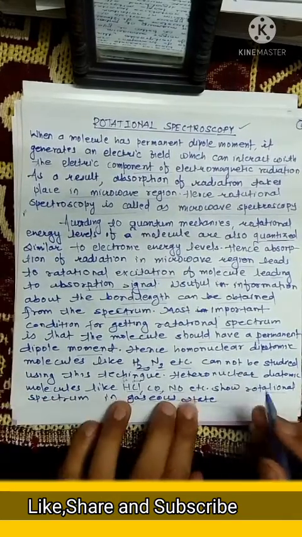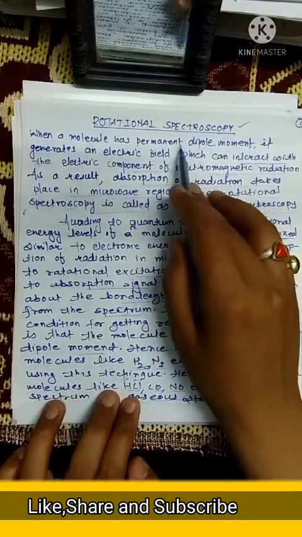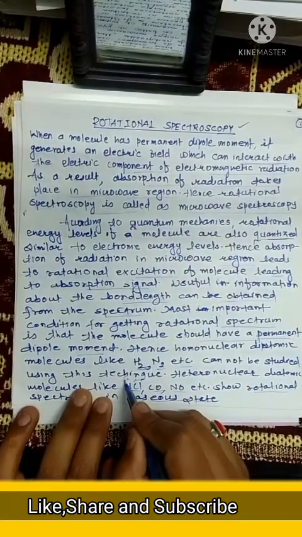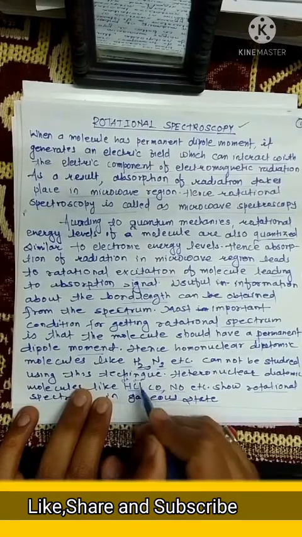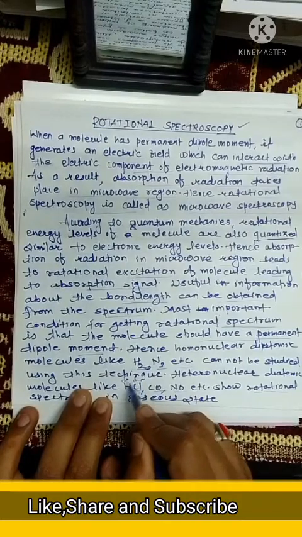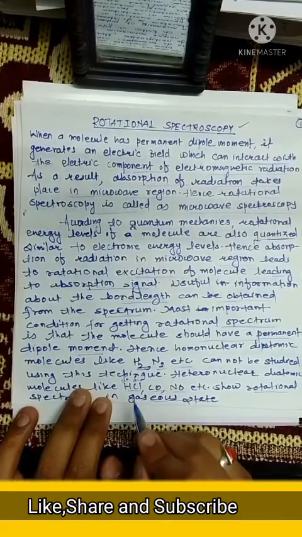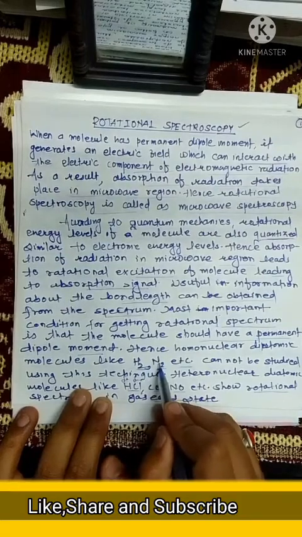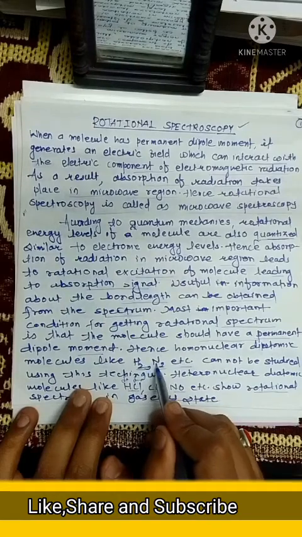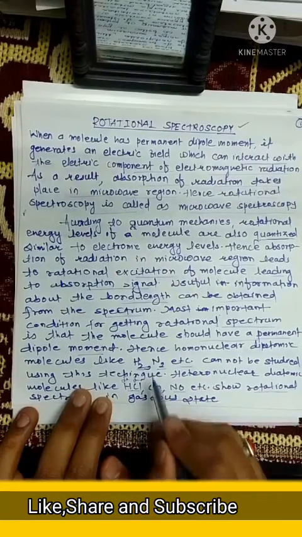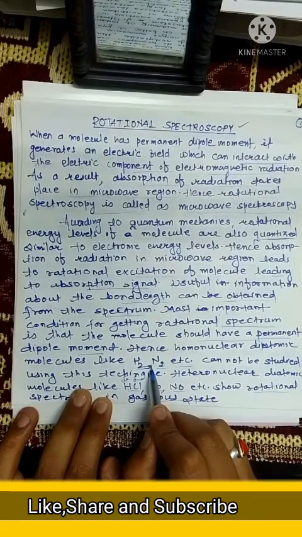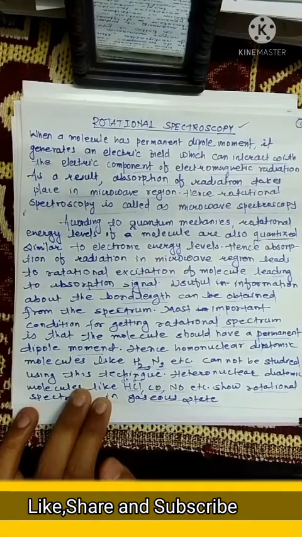Now, it is important: what is the meaning of permanent dipole moment? When molecules possess delta positive and delta negative charge, the molecule is considered to have a permanent dipole moment. In the case of H2 and N2, this type of delta positive and delta negative charge distribution is not possible. That's why these homonuclear diatomic molecules do not show a rotational spectrum.